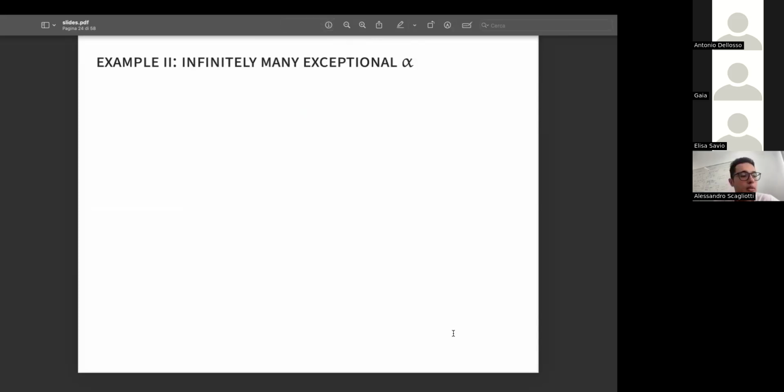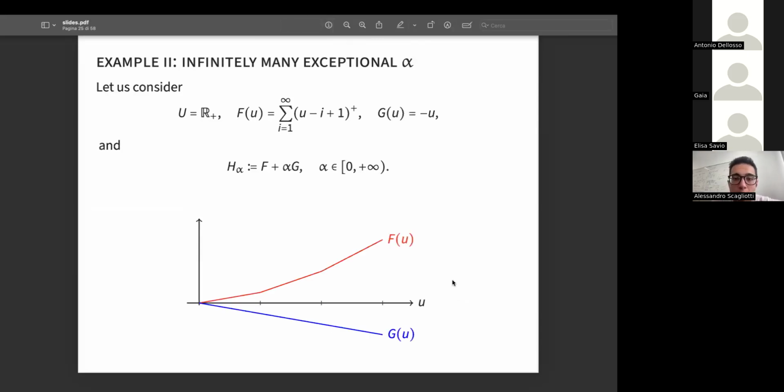Okay, so the second example concerns the exceptional alphas. The statement was telling us that we may have at most countably many exceptional alphas. So a natural question that we may ask is, can we cook up some examples in which we actually have infinitely many values of alpha? And the answer is indeed positive. Okay, so the example is the following one. We use as a domain the positive real line.